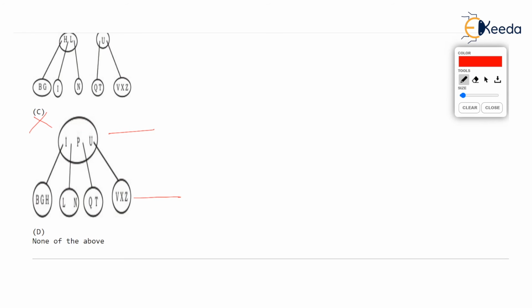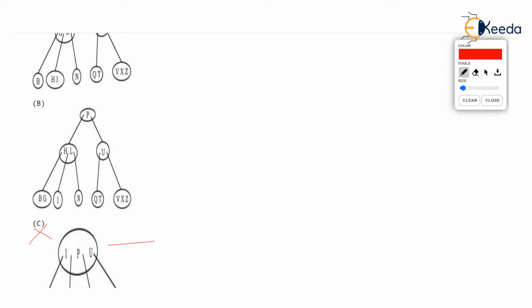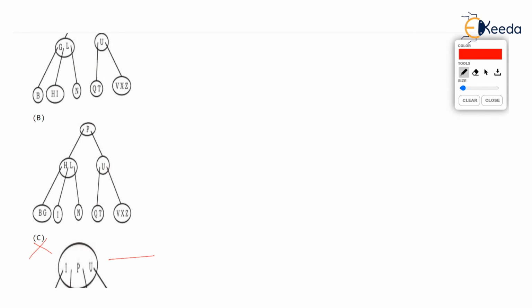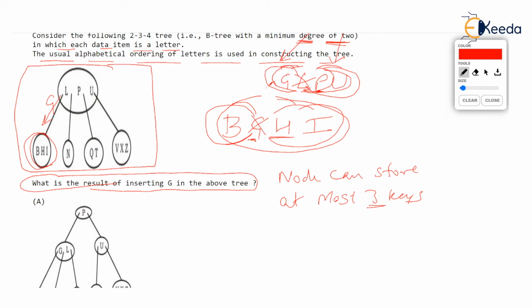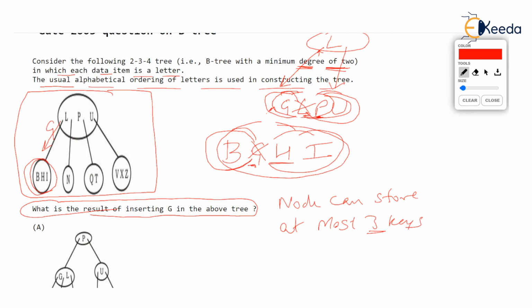Let's see. Option B has P at the root. And option A also has P at the root. So definitely what they must have done is, they must have appointed the third key as the root, isn't it? If you appoint the third key as the root, only then P will go at the root. I am sorry, they must have appointed the third key as the median. So what did you see here? Check this.